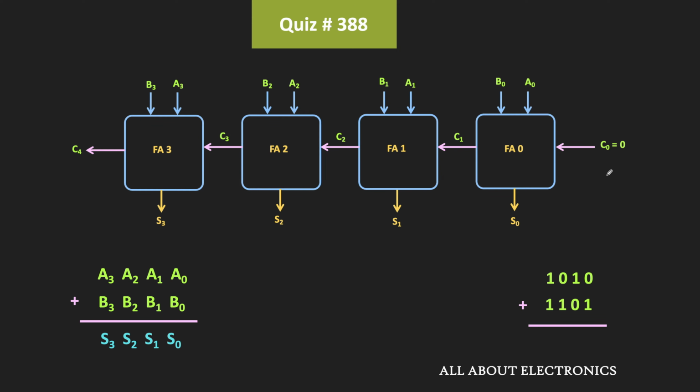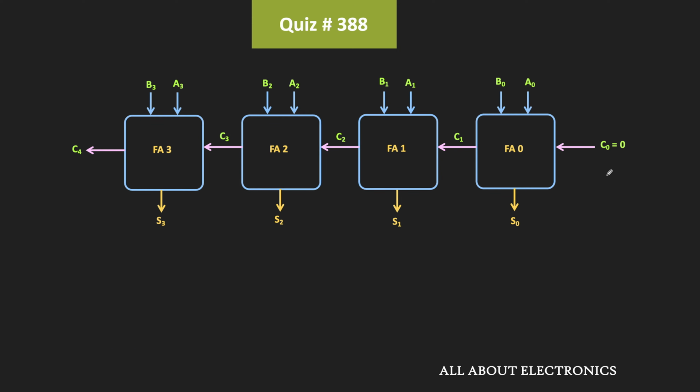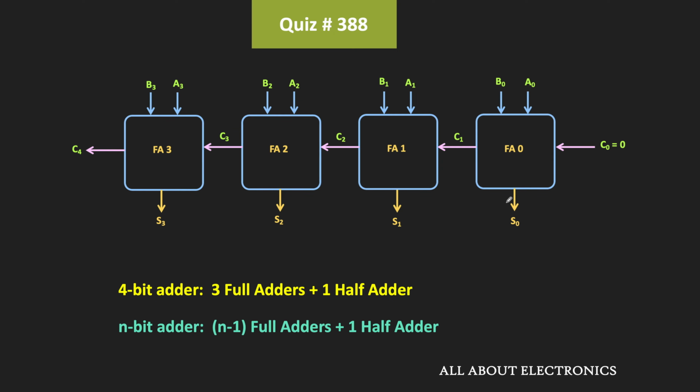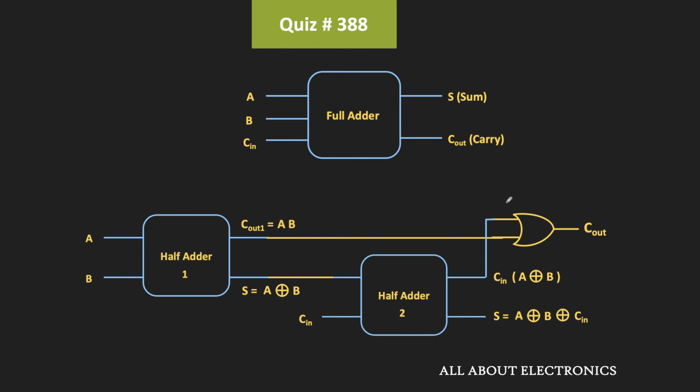That means we can design this 4-bit ripple carry adder using 3 full adders and 1 half adder, where this half adder can be used for the addition of the LSBs. So in general we can say that this n-bit ripple carry adder can be designed using n-1 full adders and 1 half adder. Now earlier we have also seen that a full adder can be designed using 2 half adders and 1 OR gate.